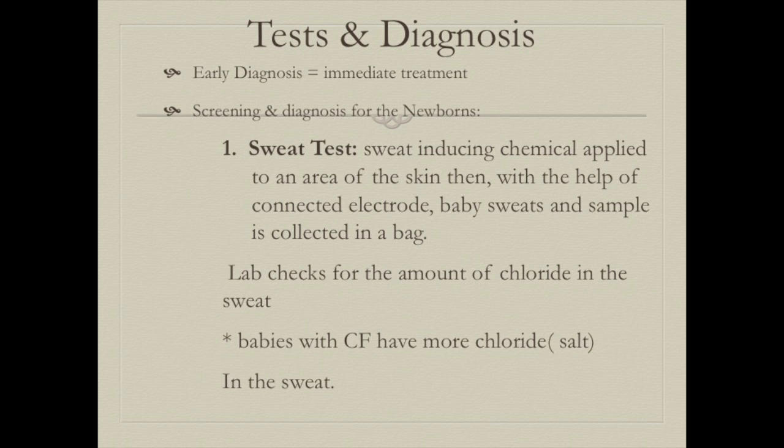How is cystic fibrosis diagnosed? Early diagnosis of CF is followed by immediate treatment plan. The most common diagnosis procedure is performing a sweat test on a newborn. A sweat-producing chemical is applied on an area of the skin, and an electrode is connected. Baby sweats, and the sample is collected. Then, the lab checks for the amount of chloride in the sweat. Babies with CF have more chloride, or salt, in their sweat.